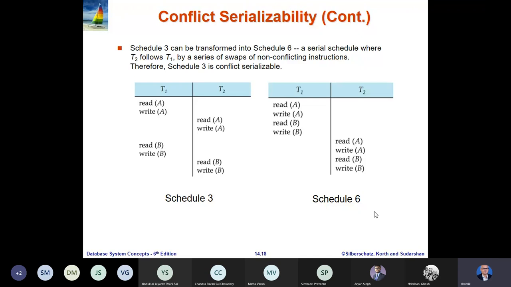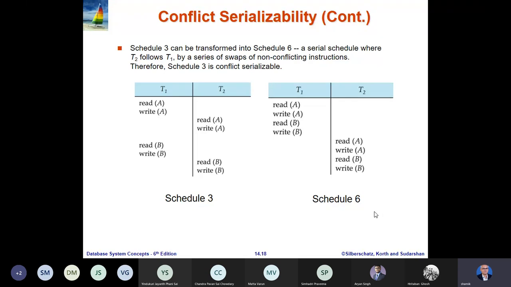Schedule 3 is conflict equivalent to schedule 6. Why? Because by moving the non-conflicting instructions, I am able to transform schedule 3 to schedule 6. And what is schedule 6? It is a serial schedule. So schedule 3 is conflict equivalent to schedule 6, and schedule 6 is a serial schedule. Hence, schedule 3 is conflict serializable.